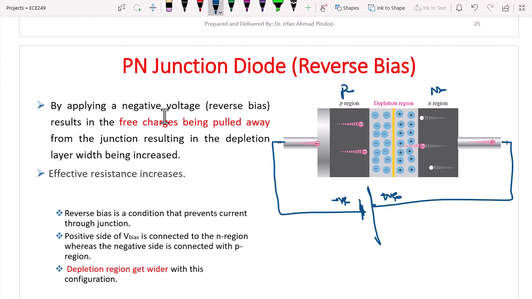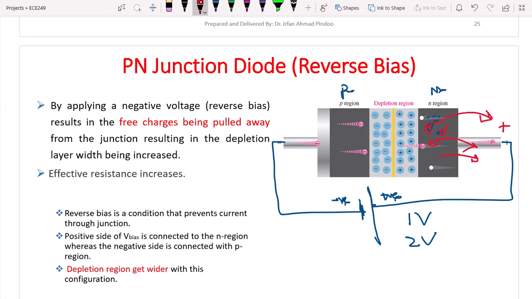Now see why there will be no current. Suppose we have a voltage of around 1 volt or 2 volt. Now this is the positive terminal of the battery, so it will attract what? Electrons. Where do we have electrons? We have electrons in the N region itself, right? Let me show with the red. We have electrons here only. So these electrons will be attracted towards the positive terminal of the battery. So they are moving here.